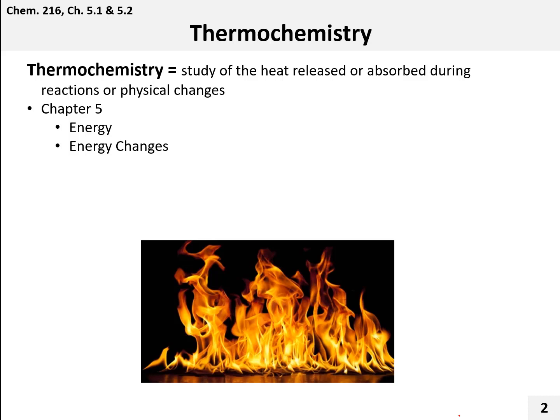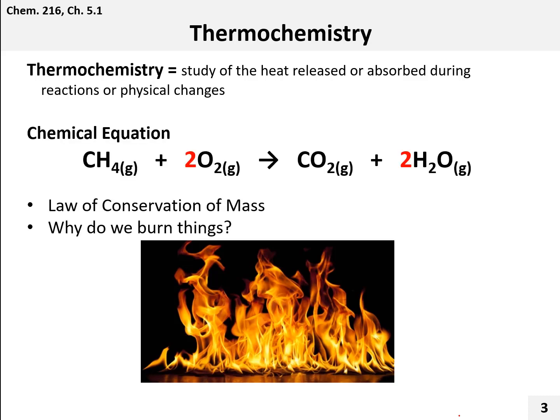Thermochemistry is the study of the heat released or absorbed during reactions or physical changes. This is in chapter 5, the first two sections. And so when we talk about reactions in Chem 215, we talked about something like this. CH4 plus 2O2 going to CO2 and 2H2O. This is what happens when we turn on a stove, right? Natural gas, which is methane, burns. And we dealt with the law of conservation of mass. That's why we had to balance this.